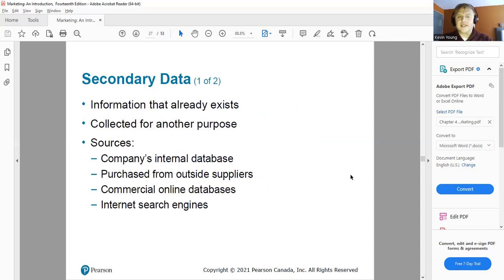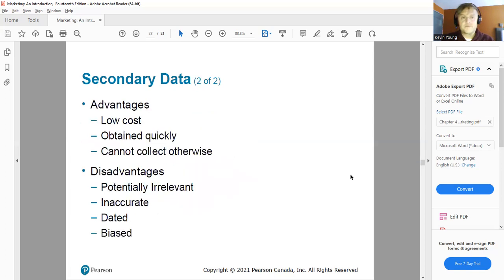There's also secondary data. This is information that already exists versus primary data where you are obtaining this information. Secondary data is information that's already there. You collect it for a different purpose. And the sources will include companies' internal database, search engines, commercial online databases, where you could purchase the data.